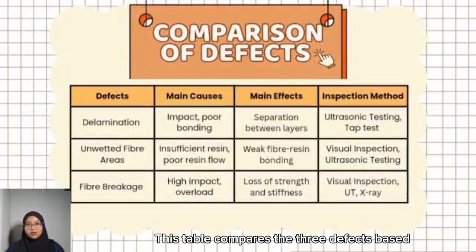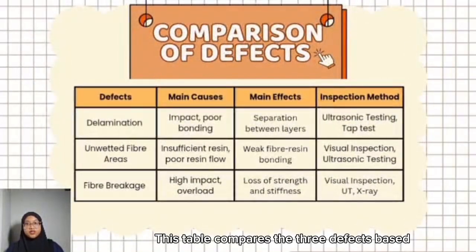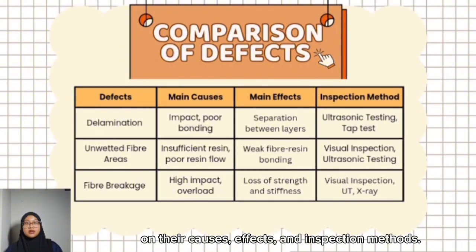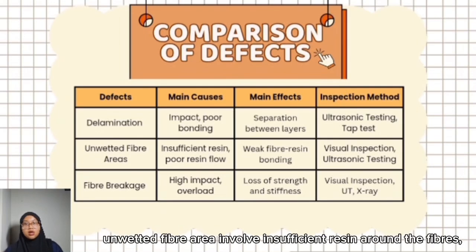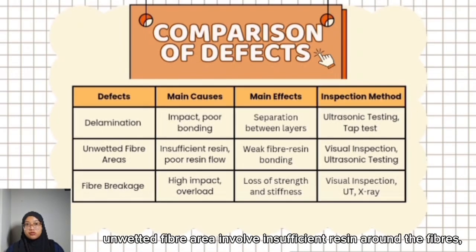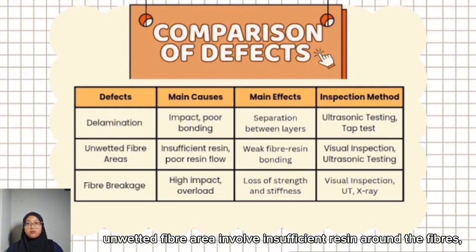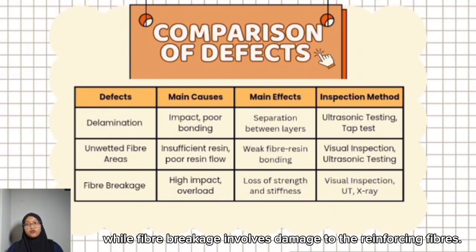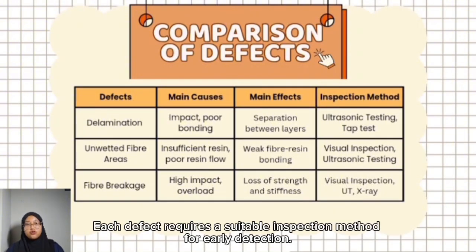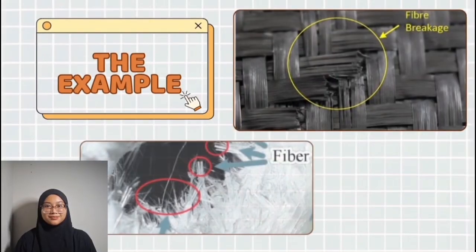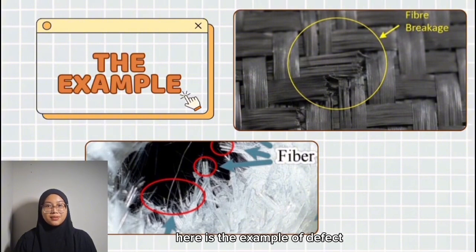This is the table comparison of the 3 defects based on their cause, effect, and inspection method. Delamination involves a separation between the layers. Unwetted fiber area involves insufficient resin around the fiber, with fiber breakage involving damage to the reinforcing fiber. Each defect requires a suitable inspection method for early detection.